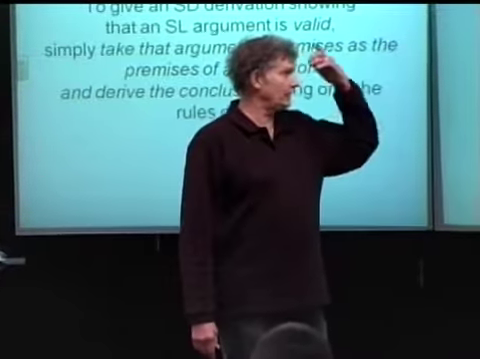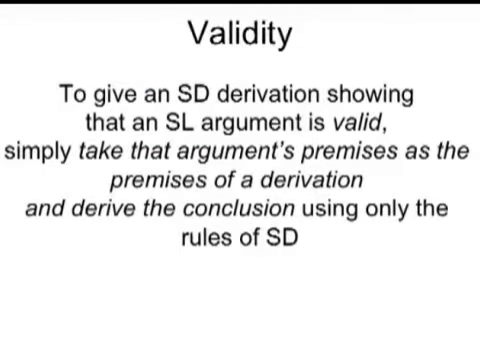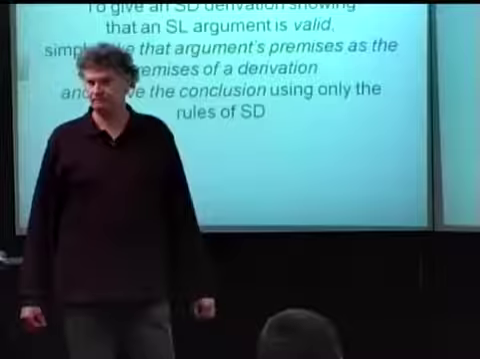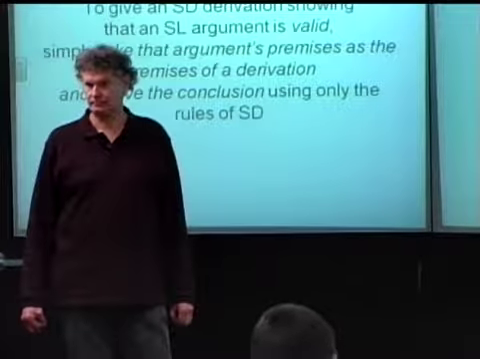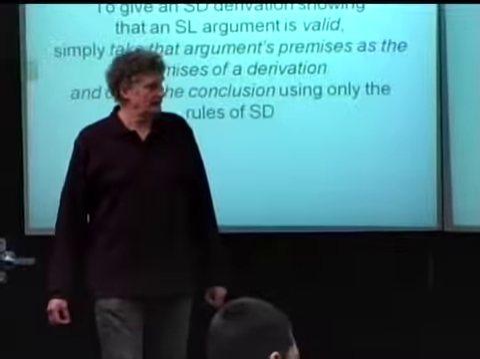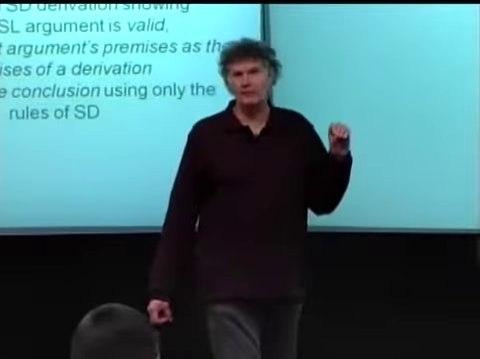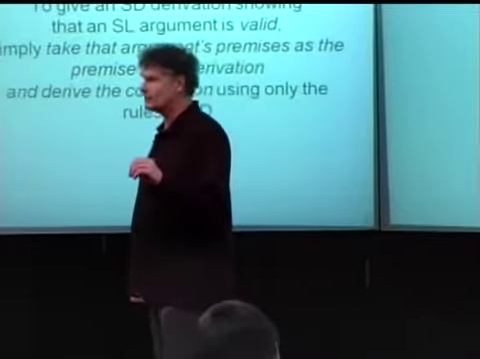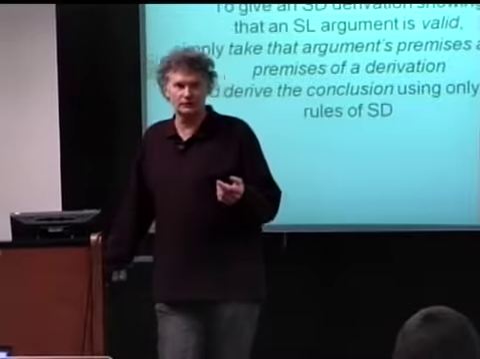And to start with, let's go to the idea of validity. To show that an argument is valid in sentence logic using the tools that you've now got under your belt, you simply take that argument's premises as the premises of a derivation, and derive the conclusion using only the rules of SD. Okay? And the rules are important. You have to use them as they are licensed. You have a certain license to use these rules under certain conditions.